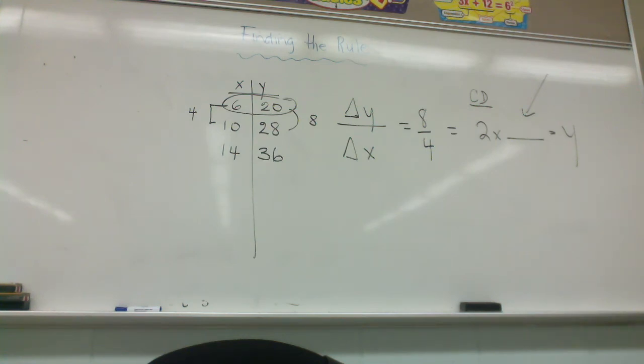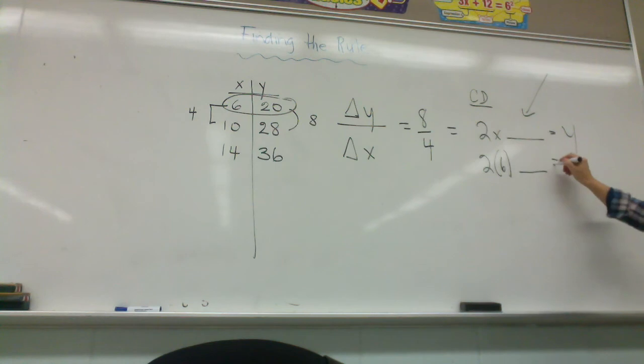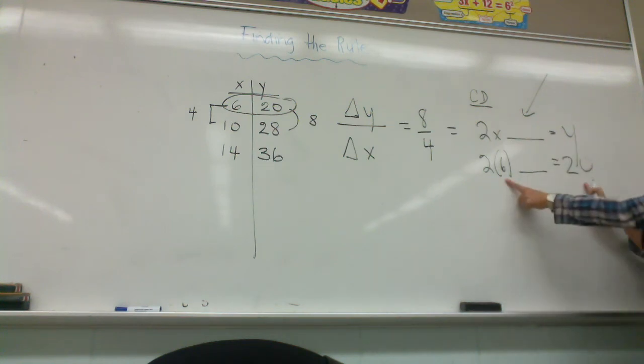Now, my lesson is over, but we definitely need some practice. And the practice will help you see, do I understand? Anybody know how to get the initial value? Yes, go ahead. So I chose the 6 and the 20. Perfect, 6 and 20. Does everybody see where he got the 6 and 20 from?